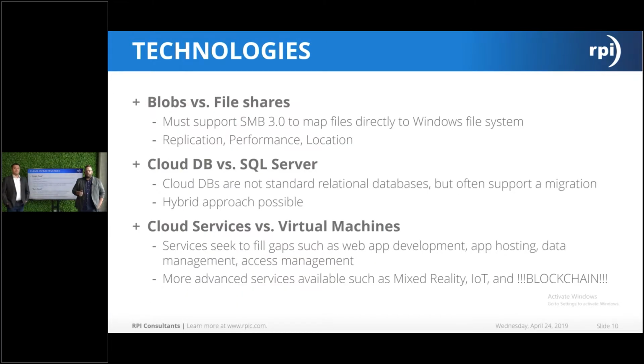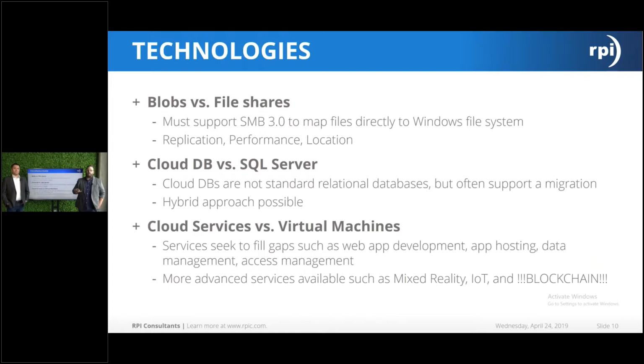So what are the technologies involved? This is mostly bright cloud versus dark cloud. So you've got blobs versus file shares. Blobs actually support a lot more different file types, file structures, and data types. It's not just files. File shares are your more traditional file system, like what you'd find in Windows.